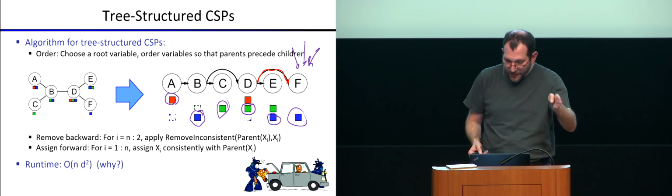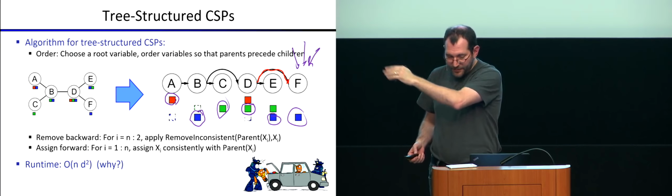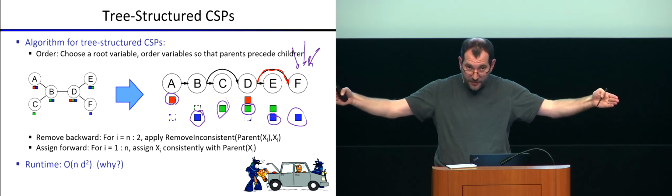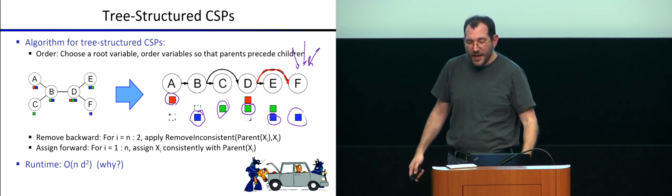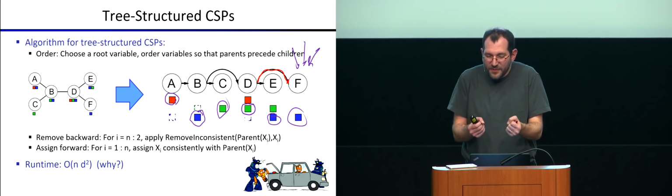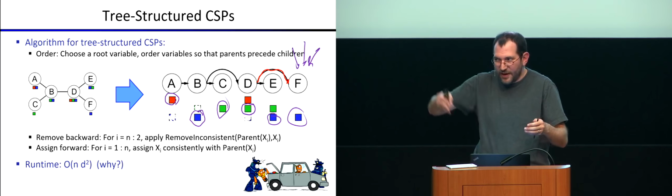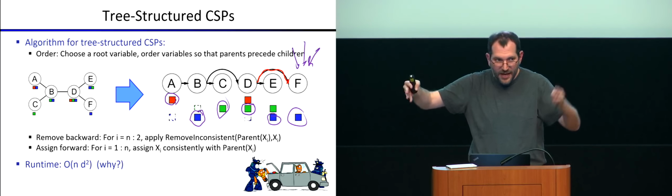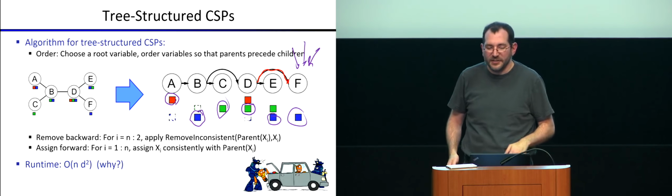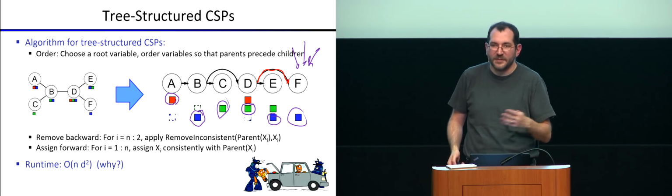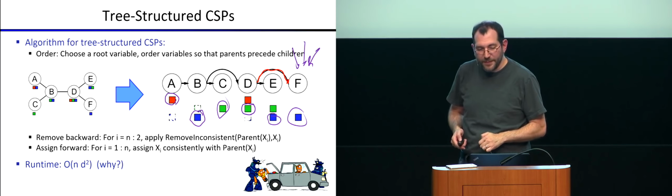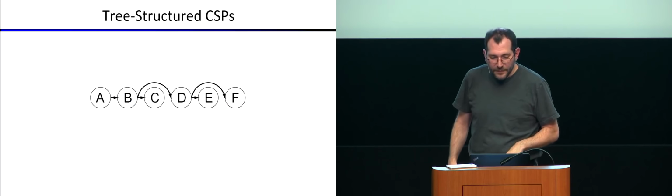Runtime on this, I'm going step by step, left to right, right to left, and then step by step, left to right. It's linear in N, right? There's no complication in N. And then where's the D squared come from? That comes from the fact that whenever I visit an arc, I have to look at all the things in the head and all the things in the tail and check them against the constraint. All those pairs, there's D squared. Every time you see a D squared in CSPs, it's usually that you're doing some checking of a cross product of a domain. Okay, so there we are.